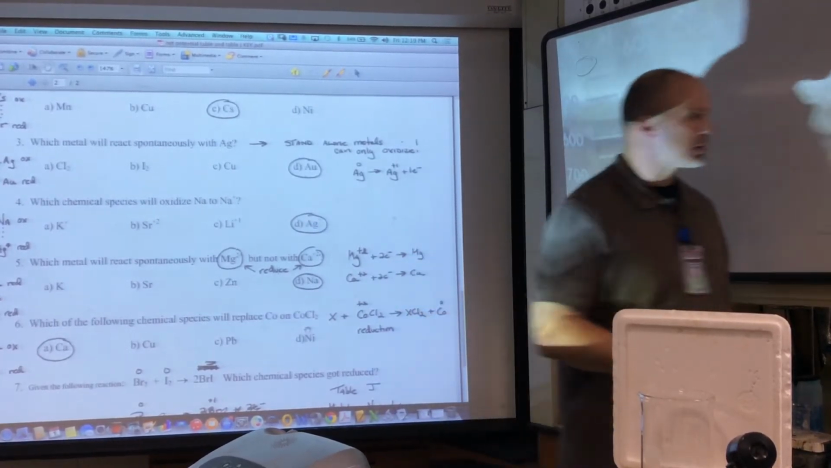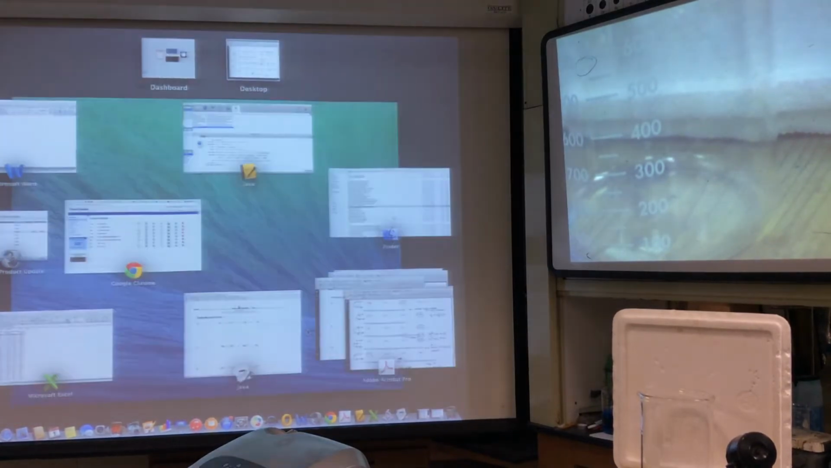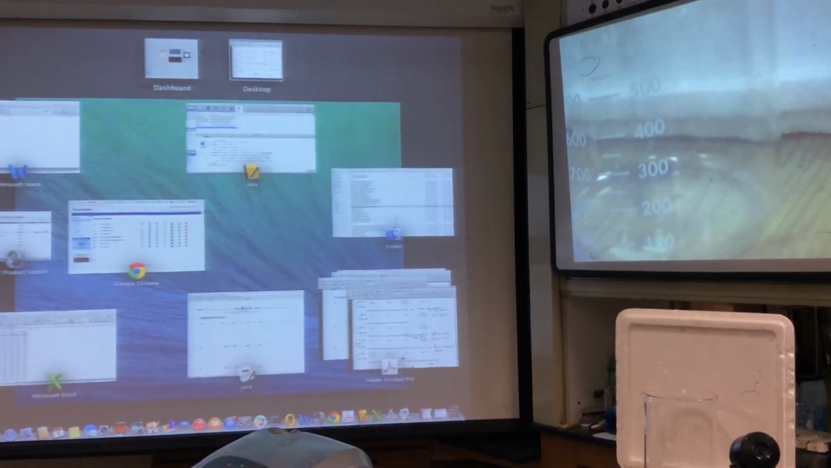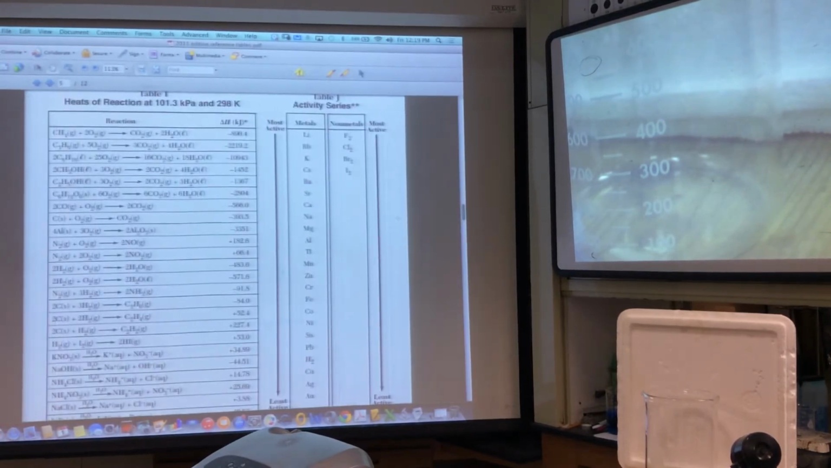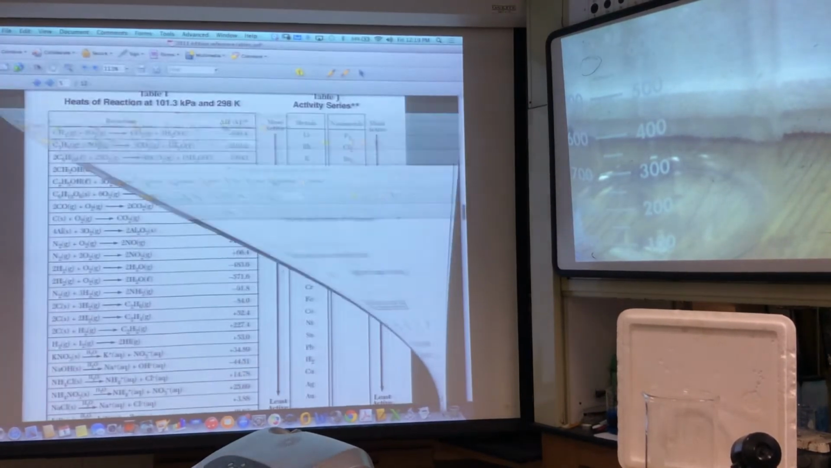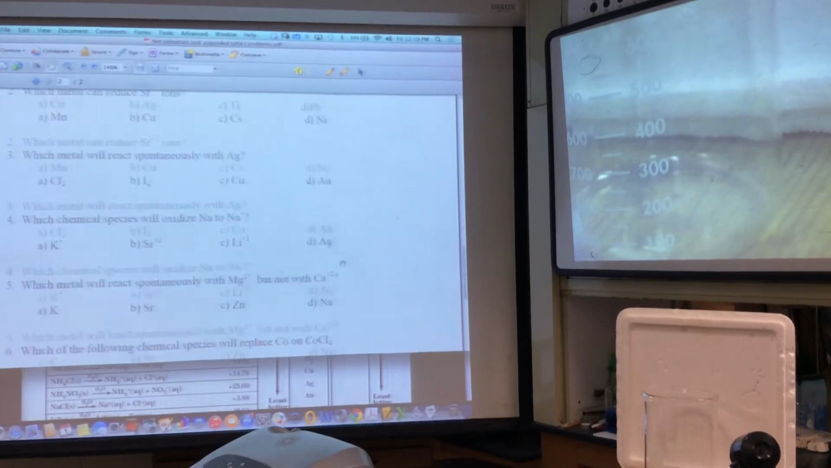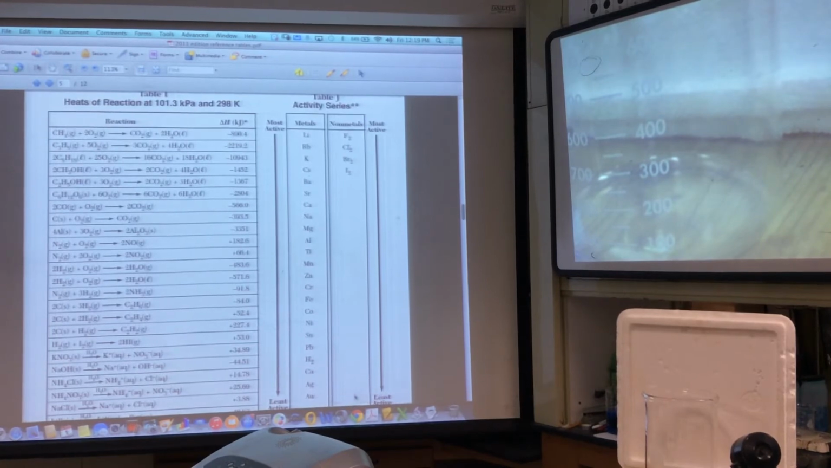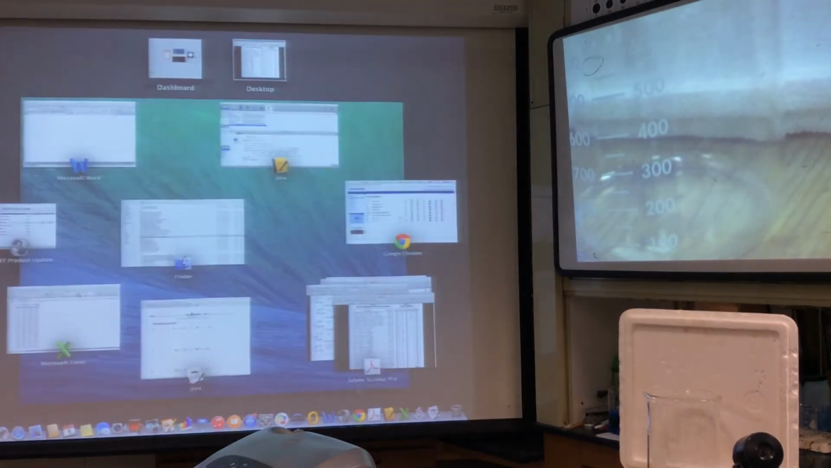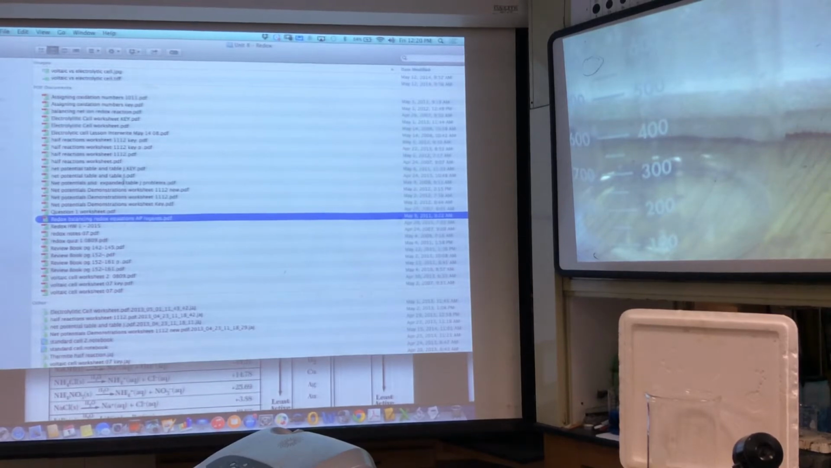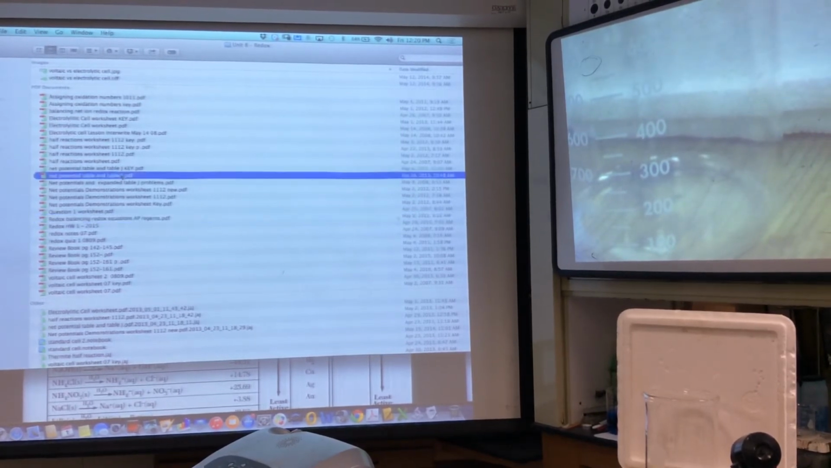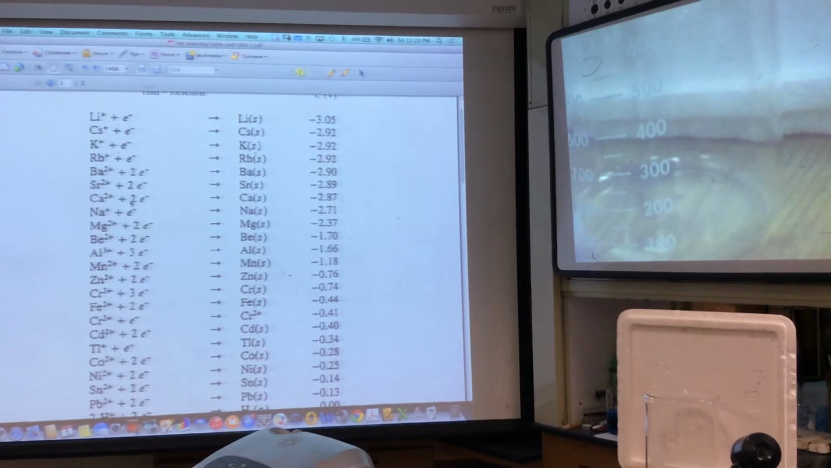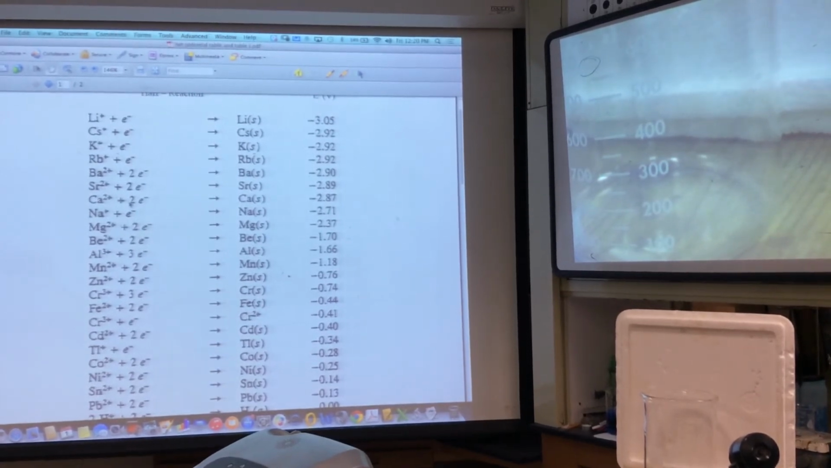Now, let me go somewhere else for a second to do this demo. Let's go to the net potential table first. Let's go to the potential table, which you guys should still have out. Okay, here we go. This is where Table J is based, as we talked about yesterday.